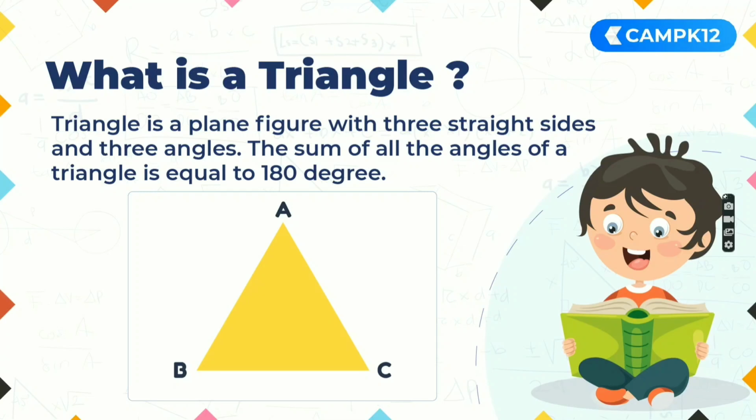What is a triangle? You'll be through with the concept of a triangle just by reading this basic definition given on the screen. Triangle is a plane figure with 3 straight sides and 3 angles. The sum of all the angles of a triangle is equal to 180 degrees. Whenever you see a figure formed by 3 straight lines and has 3 angles, it is referred to as a triangle. And the sum of all these 3 angles, which are angle A, B and C, will always be equal to 180 degrees.